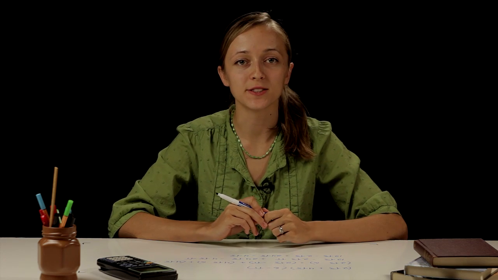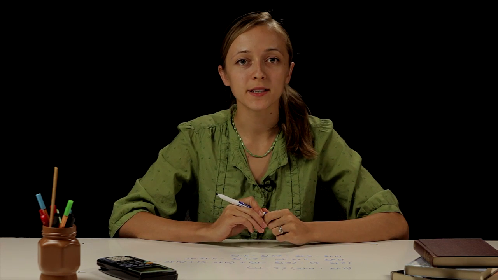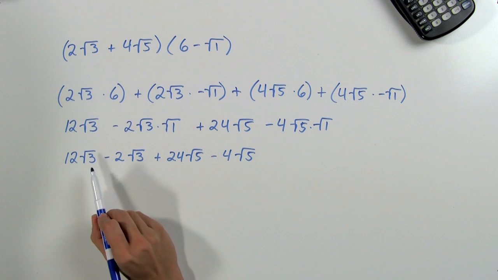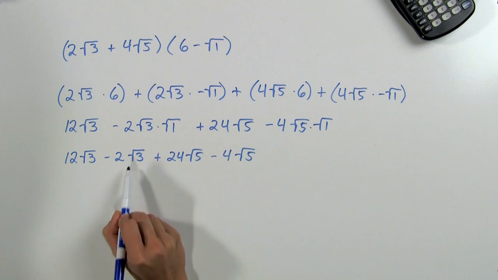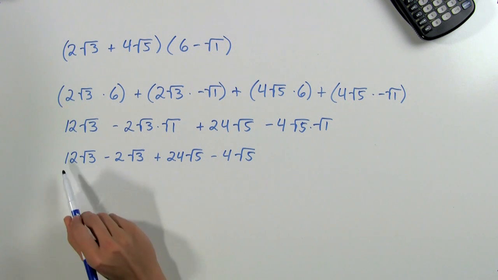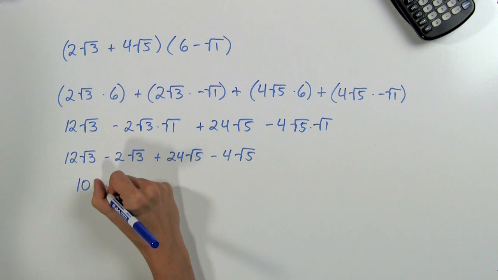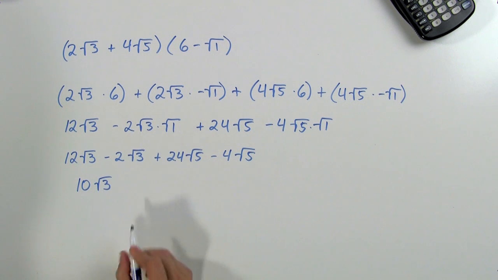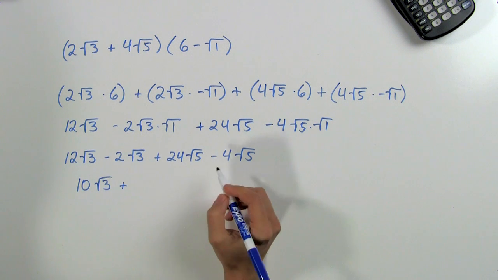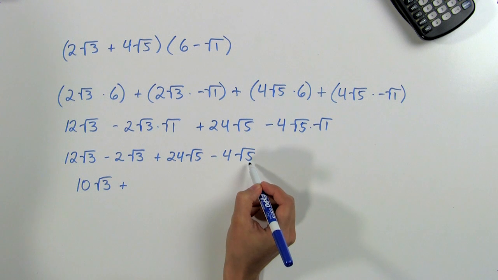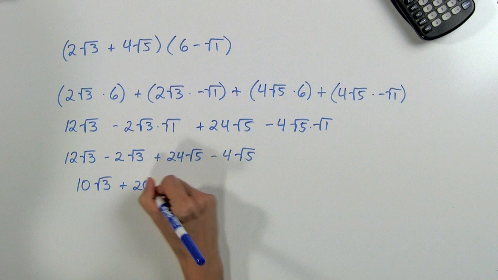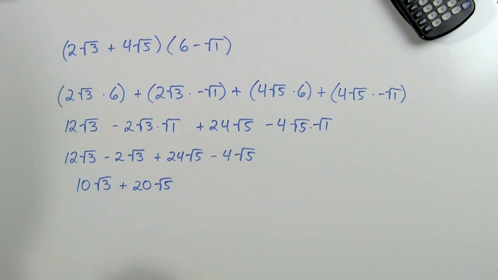Our last step is just to add up all these terms. With square roots, that means the radicand has to be the same in order for us to add or subtract the terms. So here we can subtract our first two terms since they both have root 3 attached to them. 12 square root 3 minus 2 square root 3 is 10 square root 3. And here we also have 24 square root 5 minus 4 square root 5, which gives us 20 square root 5. Now that we've combined all like numbers, we're done.